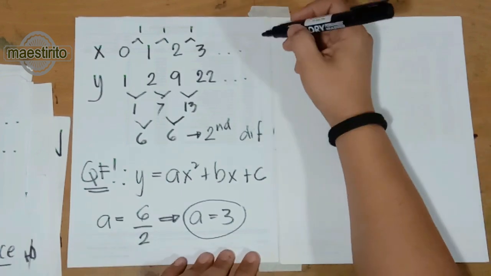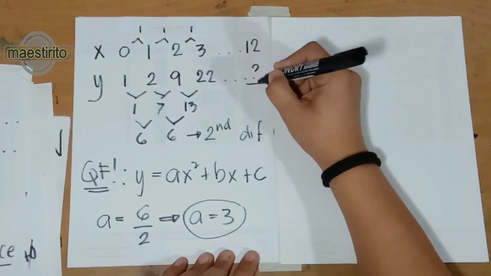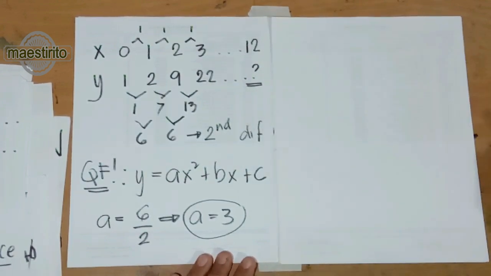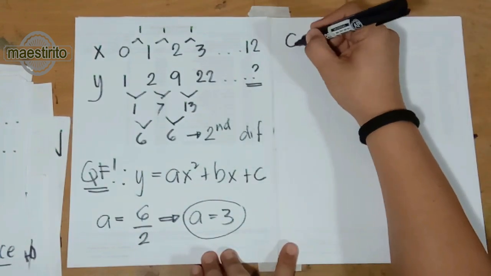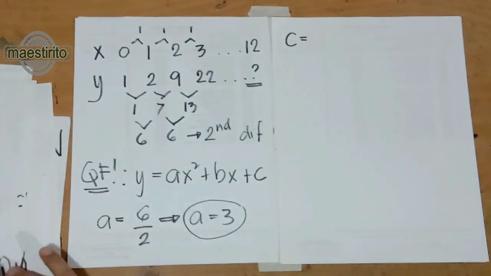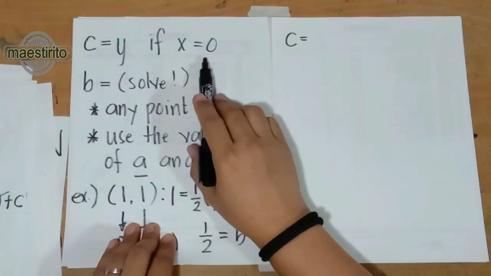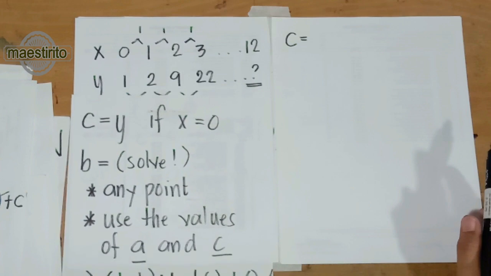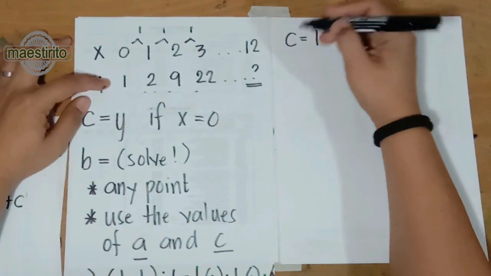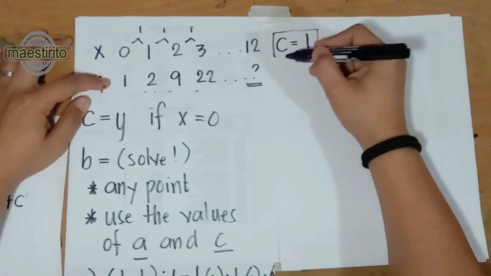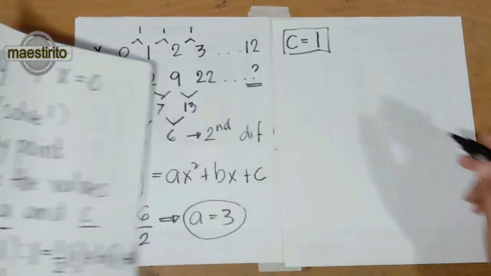Okay, so anyway, let us have a problem here. What if our x is 12? So what would be the y? So we already have the a, which is 3. Now for the c. For the c, it says here, c is the value of y if your x is 0. So from here, our x is 0, the value of y is 1. Therefore, c is 1. As simple as that.